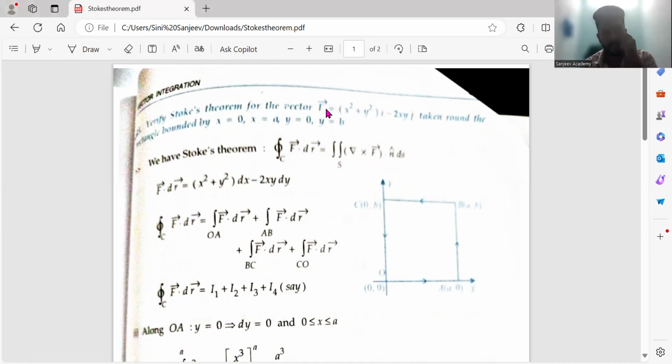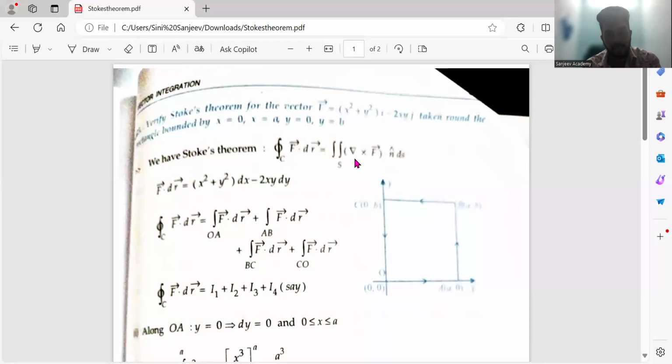Coming to this question: verify Stokes theorem for the vector, and they're given the force, correct? Then they're given the boundary also. So I told you that always start from what? RHS. Double integral of del cross F dot n dS. So first I find del cross F. F is already given here.